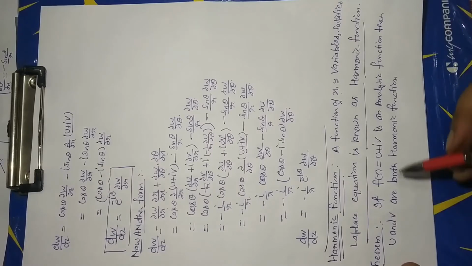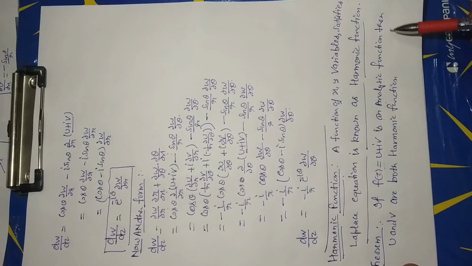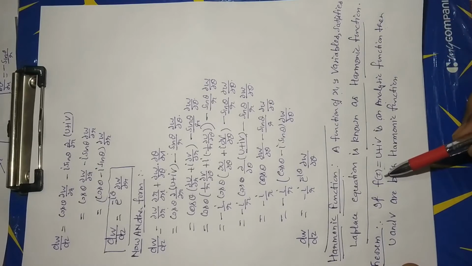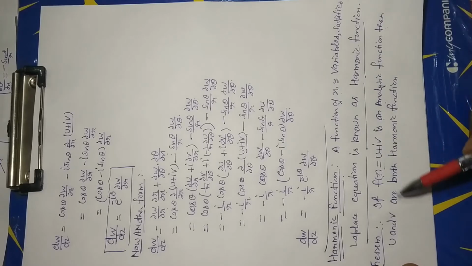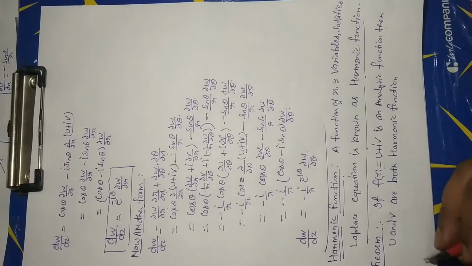Now repeat the statement. W is equal to f(z) is an analytic function. Now the part of f(z) that is u and v: u is the real part, v is the imaginary part of the analytic function. Both are harmonic. Now prove.